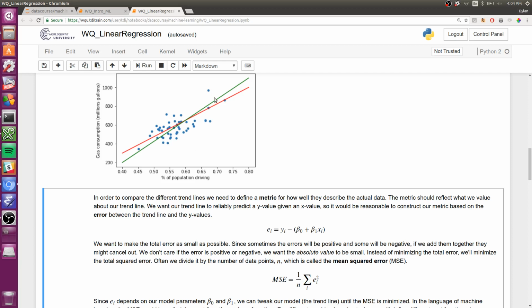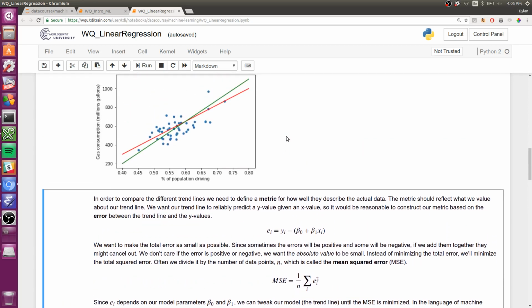And really what we want to minimize is not the total error. We want to minimize the distance that any given point is from the line. I don't care whether the point is above or below. I just want to minimize the distances.